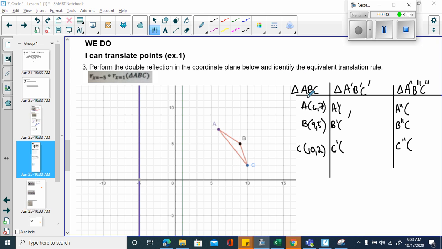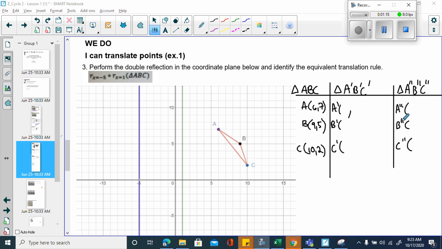Then after that first transformation, which is a reflection across the line x equals 1, we end up with triangle A prime, B prime, C prime. So we have points for A prime, B prime, C prime. And then after the second transformation, which is a reflection across the line x equals -5, we end up with triangle A double prime, B double prime, C double prime, which will have these double prime points.